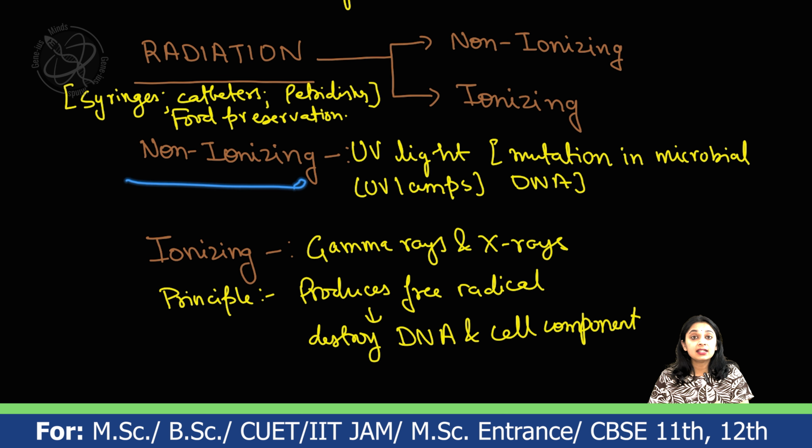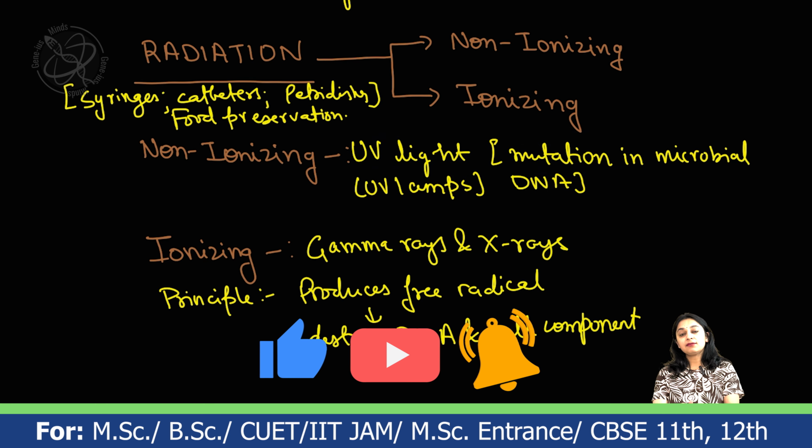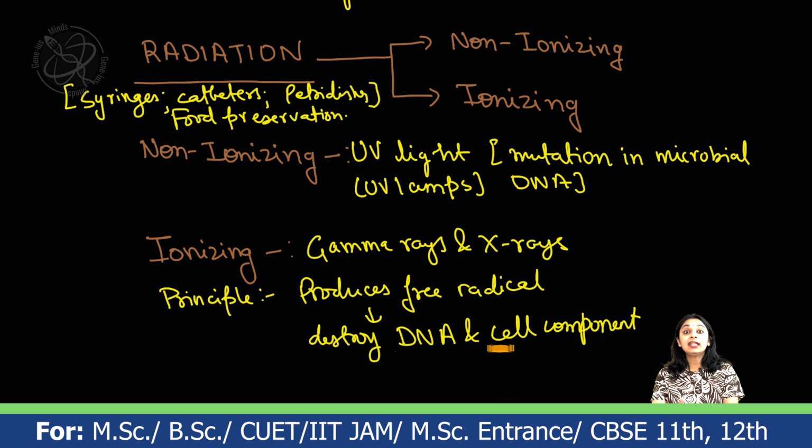For non-ionizing radiation, the best example is UV light. You must have seen UV lamps in bakeries, the blue light passing over the cakes placed behind the glass door. That is UV light. What happens if there is any microorganism in the surrounding area? It works on the principle of mutation. The UV light directly attacks the DNA of the microorganism. Once the DNA is damaged, the microorganism has to die.